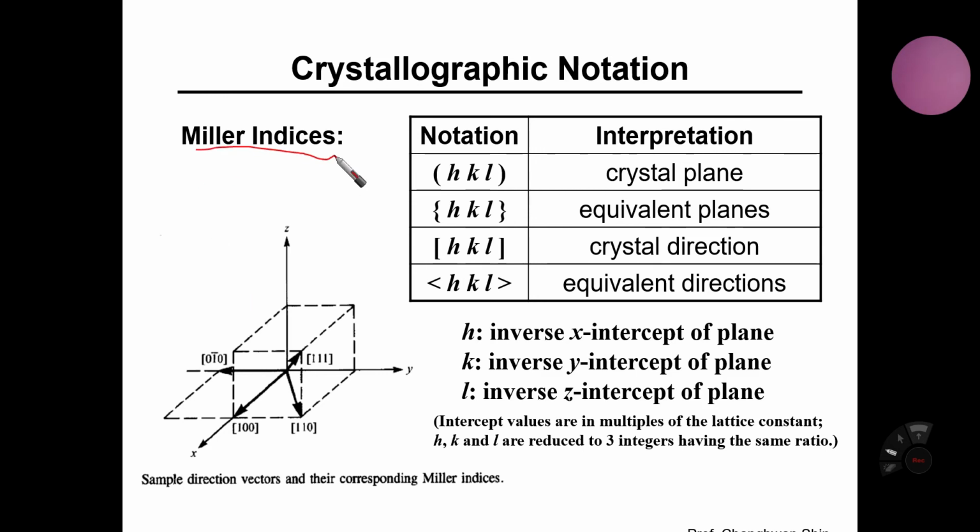Miller indicates a person's name. The person Miller developed this crystallographic notation. So let's take a look at some details on crystallographic notation. On the left hand side, you can see that a single unit cell and X, Y, Z axes are drawn together. Say this corner is now placed on the origin, and let's take a look at this plane.